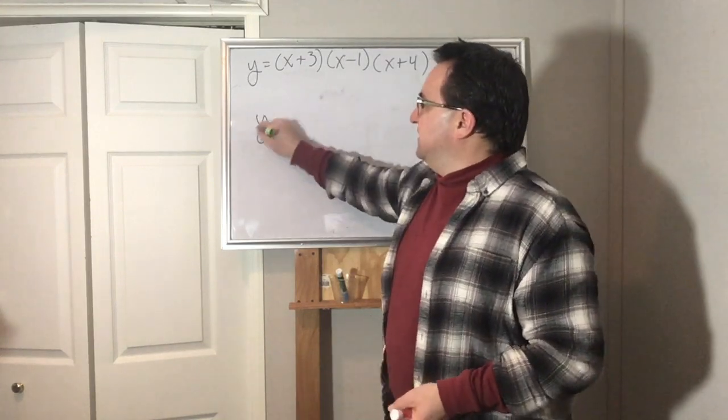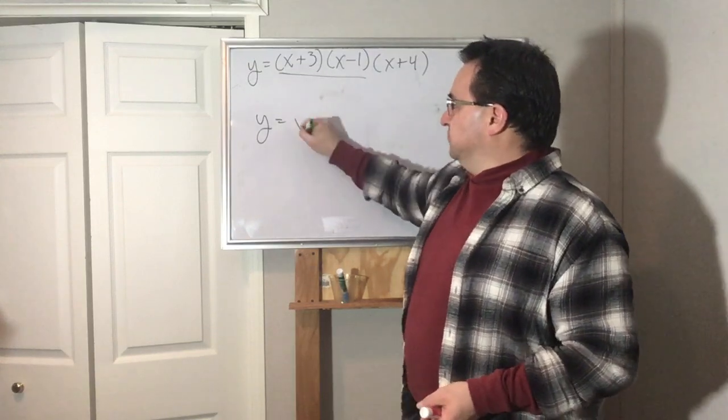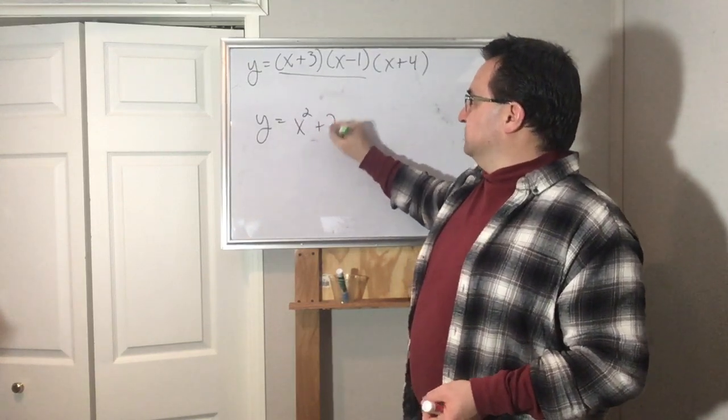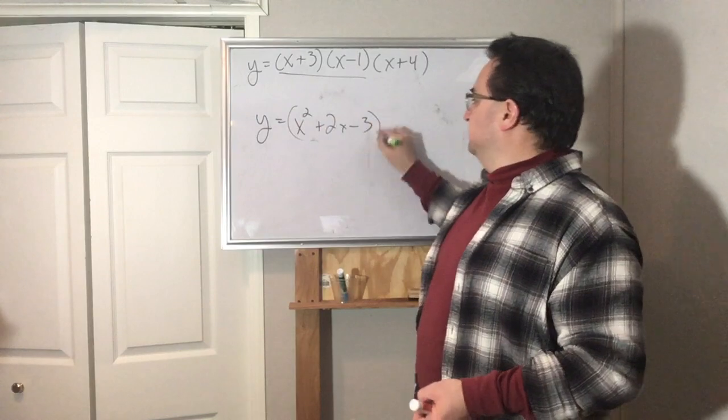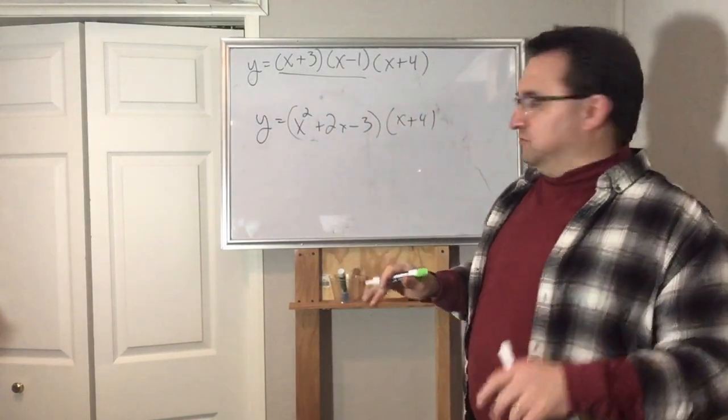See, this would be the same as I have 3 things being multiplied. This is a FOIL problem, which is going to work out to be x squared plus 2x minus 3. And I still have to times it by that. This is not what we're doing. I'm just showing you.